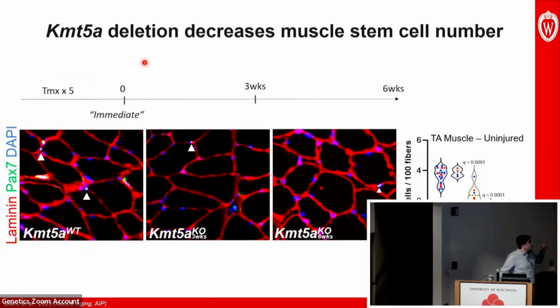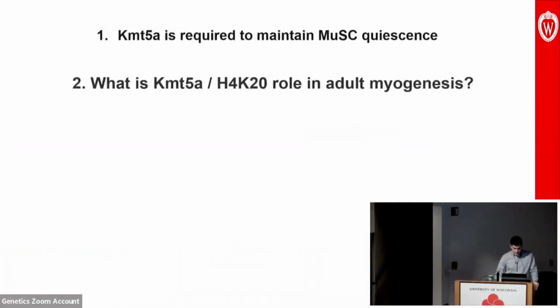What we did here was I injected tamoxifen 5 times and then looked at the number of muscle stem cells either immediately after those 5 injections, a week after, 3 weeks, 6 weeks, etc., even 3 years. And what we found was that over time, you have this stochastic decline in the number of muscle stem cells, which was a problem, but I will mention that later, I guess. Okay, so now we established what was the role of KMT5A at homeostasis. It's important for quiescence and maintaining the pool of stem cells.